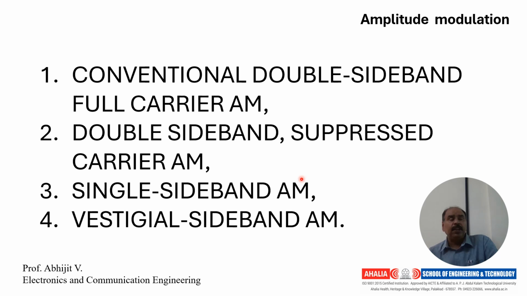Double sideband suppressed carrier AM. In conventional double sideband full carrier AM, you have three frequency components: fc, fc plus fm, and fc minus fm. In double sideband suppressed carrier amplitude modulation, you don't have the fc component at all. You only have fc plus fm and fc minus fm. In single sideband, you have only one sideband. Vestigial sideband is a different method that we will not be seeing, because it is not in our syllabus. If you want, I can conduct a special class for that. Those who are interested, we can do that. Otherwise, we are not going to see it in depth.